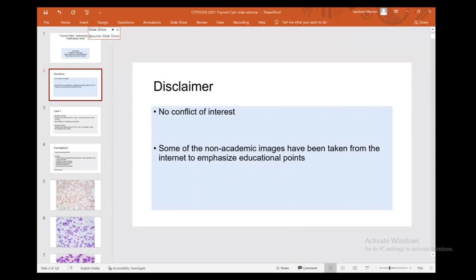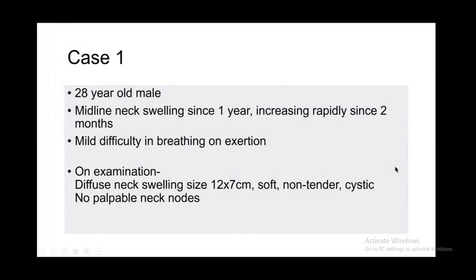So case 1 is a 28-year-old male with midline neck swelling since 1 year, which was increasing rapidly since 2 months. There was mild difficulty in breathing on exertion.